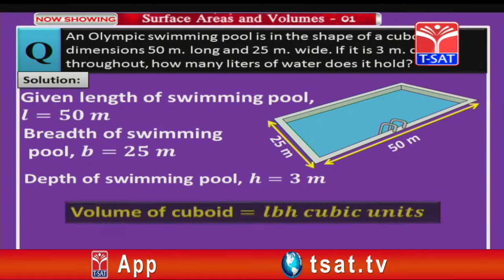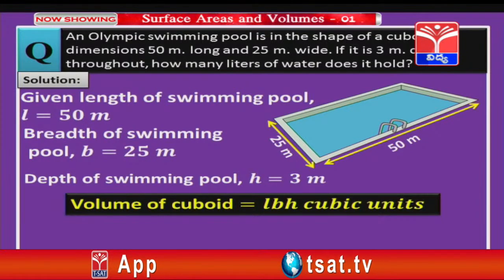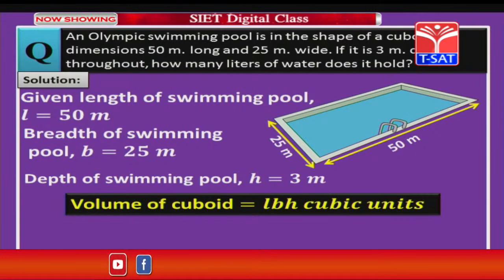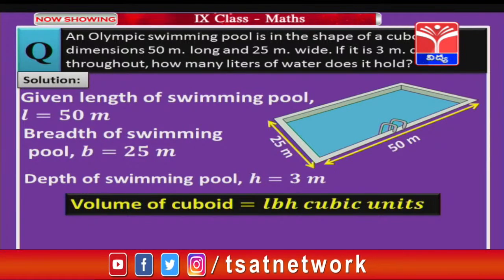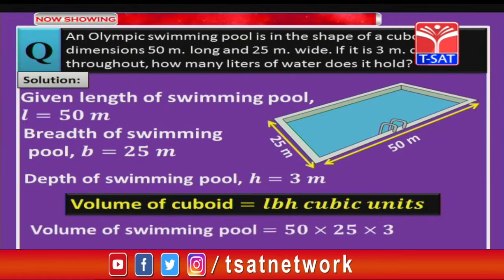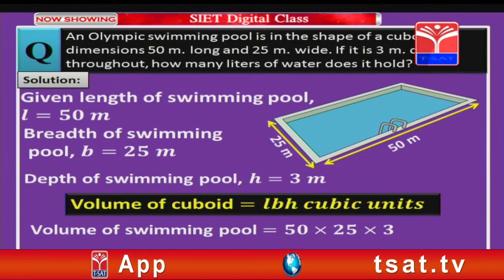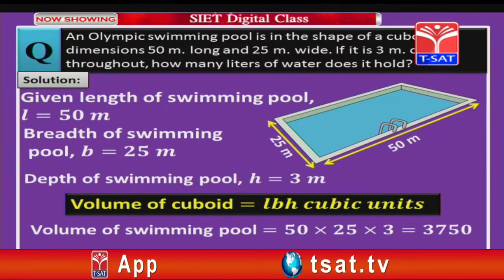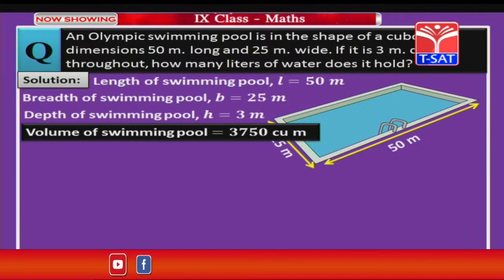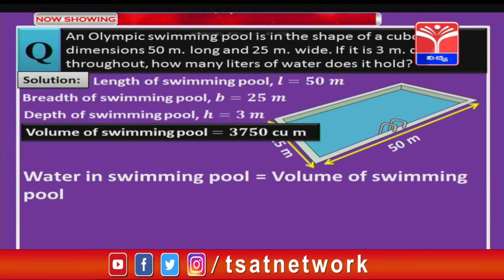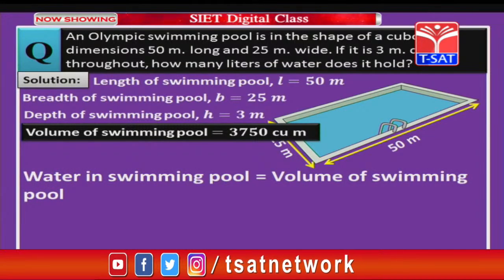So, we need to find the volume of the cuboid, because the swimming pool is now in the shape of a cuboid. So, what is the formula, children? Yes, l b h cubic units. Now, let us substitute the values of L, B and H, children, that is 50 into 25 into 3. So, we get 3750. So, this is the volume of the swimming pool, and the water in the swimming pool is equal to the volume of the swimming pool.